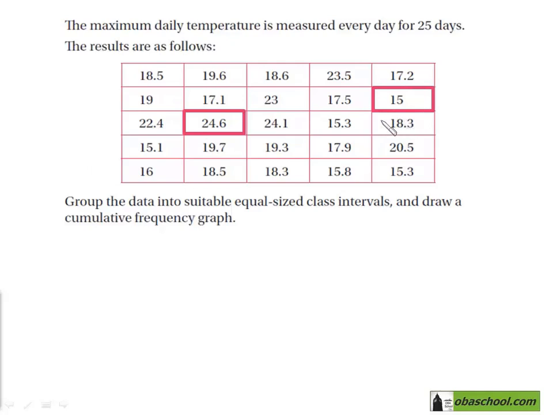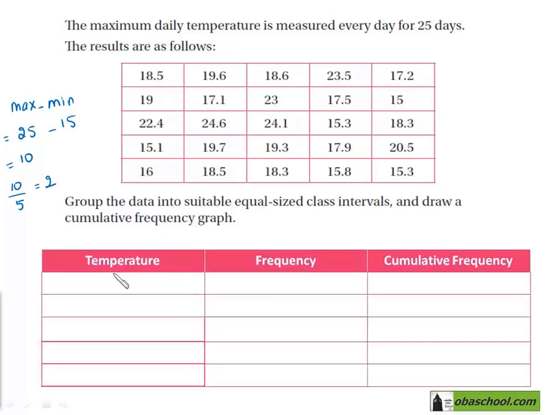The first thing that you're going to have to do is to look for the maximum and the minimum. The maximum is obviously 24.6 and minimum is 15. So what you're going to have to do is to subtract the minimum from the maximum. So 25 minus 15 is 10. So 10 is going to be the range. And dividing the 10 by all 5, that would be 2. And so, let us go ahead and start with the table.